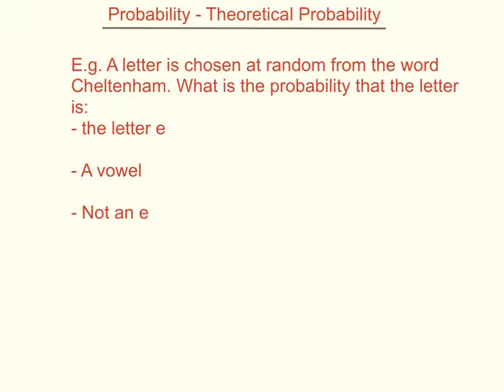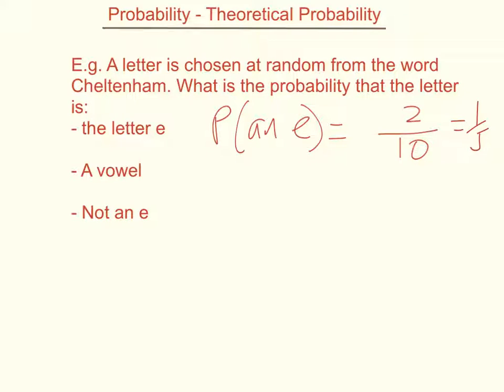In this example, we've got a word, Cheltenham, that has 10 letters. And we're going to work out some probabilities that we select a letter E, a vowel, or not an E. So let's have a look. If I'm doing the probability of an E, there are 10 letters altogether there, and 2 of them are E. So I've got 2 chances, this E or this E, out of the 10 letters, and that cancels down to a fifth.